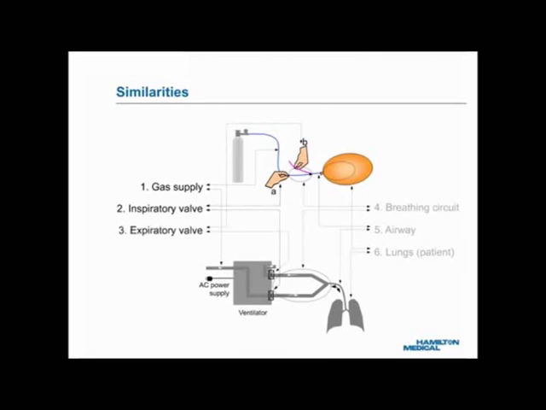3. Hand B in the model corresponds to the expiratory valve. 4. The blue and pink tubes between the Y-piece and the two hands correspond to a breathing circuit. 5. The blue tube piece between the Y-piece and the balloon corresponds to the airway. 6. The balloon corresponds to the lungs of a ventilated patient.